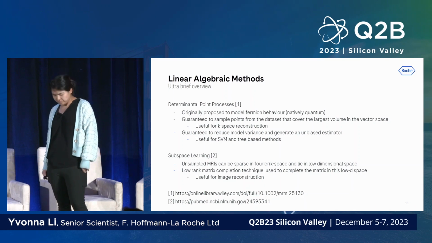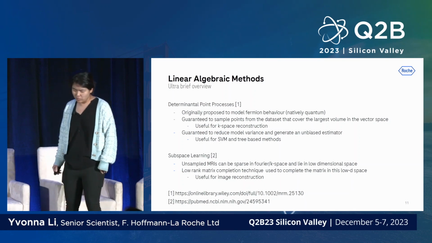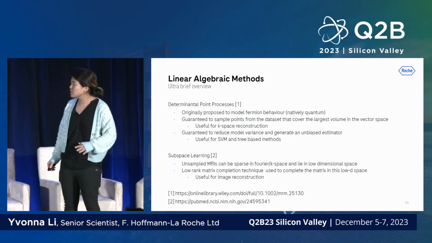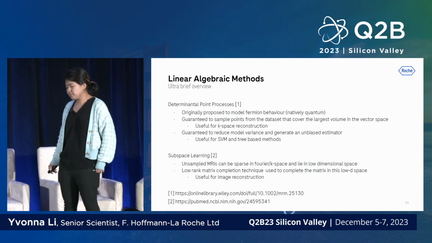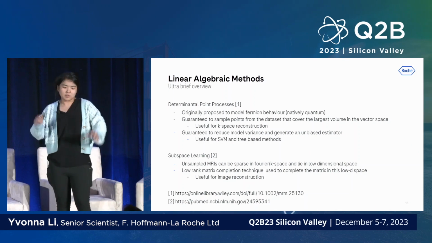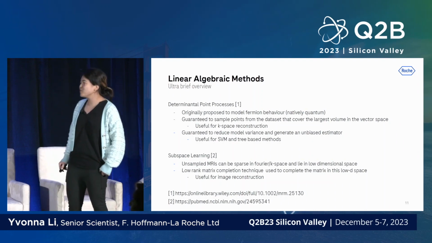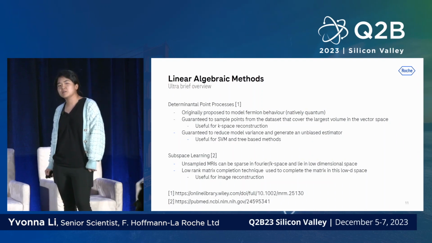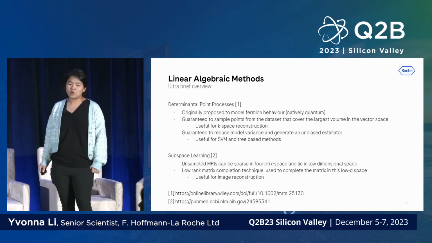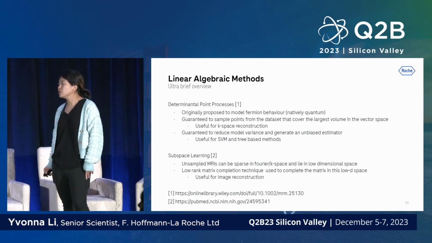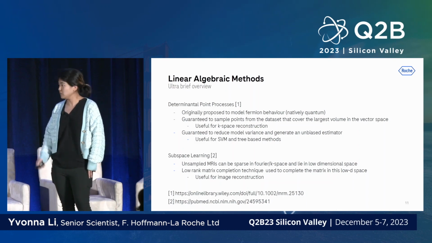MRIs. This MRI, when you do a Fourier transform, you look at it in the K-space, happens to lie in the lower dimensional space and gives us a low rank so-called Hankel matrix. Please don't ask me what that actually means. But we can then do a nice matrix completion technique on this low rank matrix, and then this again helps us to do image reconstruction effectively.